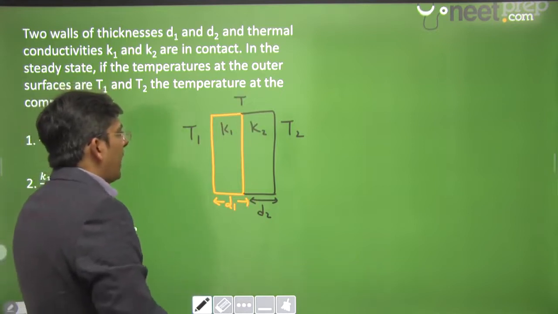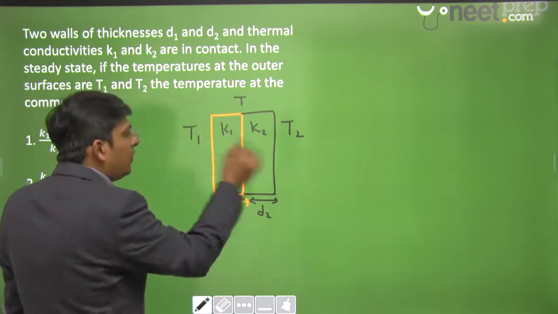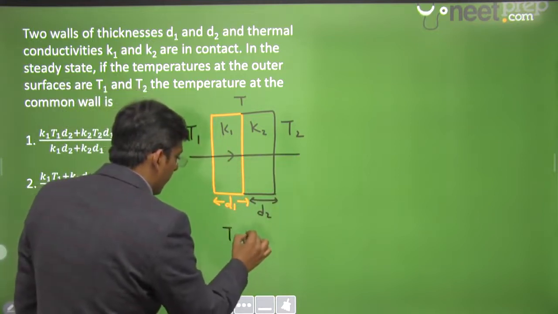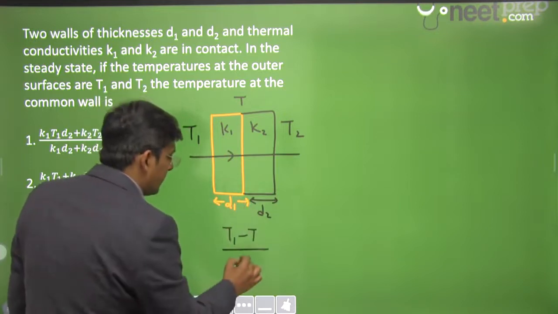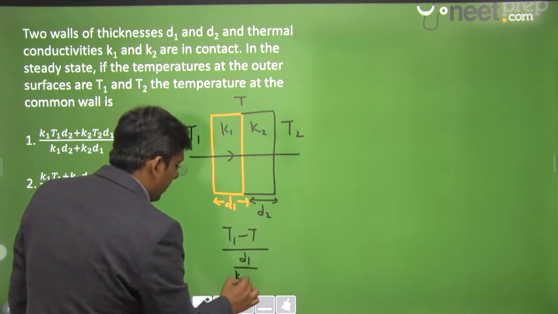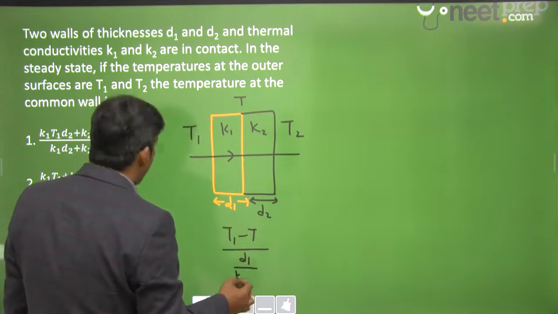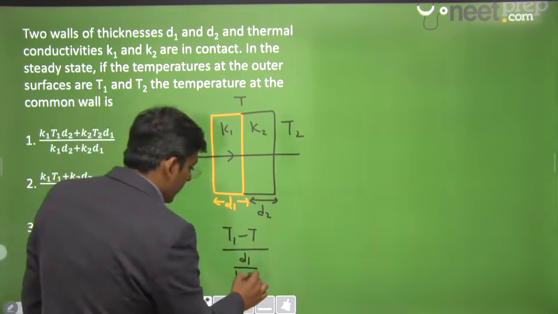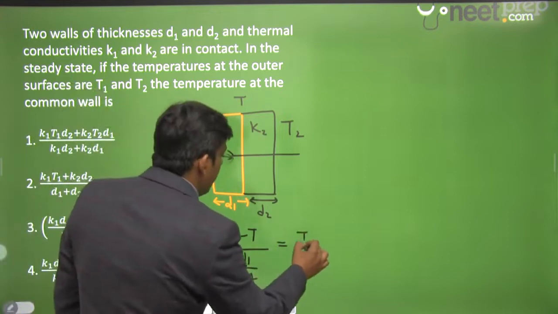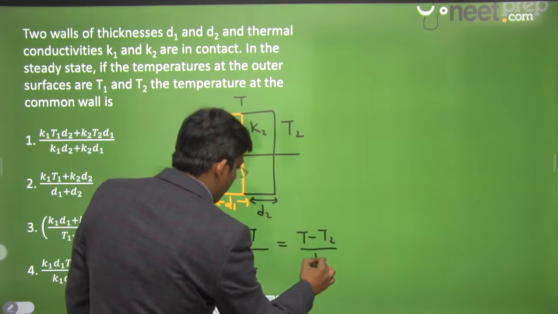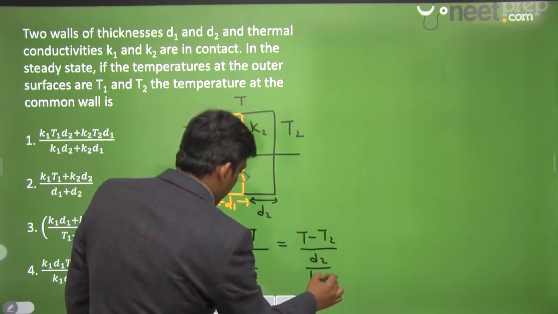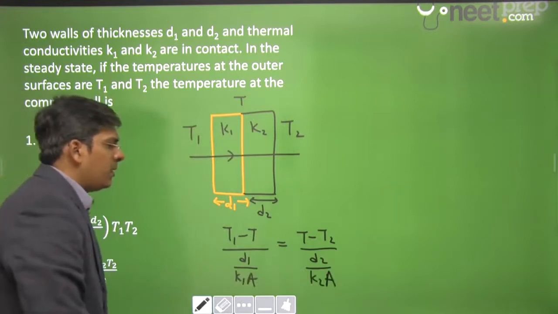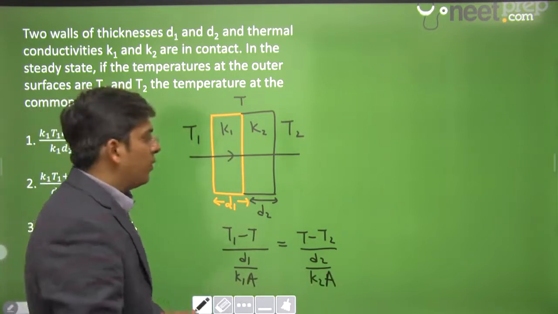Dear students, you know that the heat flow is going to be the same, both are in series. So temperature difference divided by resistance: (T1 minus T) divided by D1 by K1 into area, the area is the same for both of them, equals (T minus T2) divided by D2 by K2 into area. Just take the LCM, dear students, and you are going to get the answer. I am not going to solve it further. Kindly solve it yourself, okay?